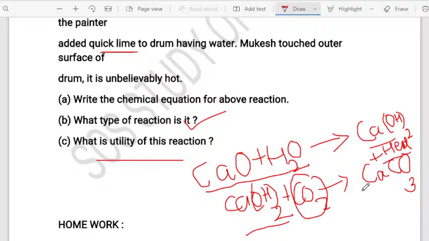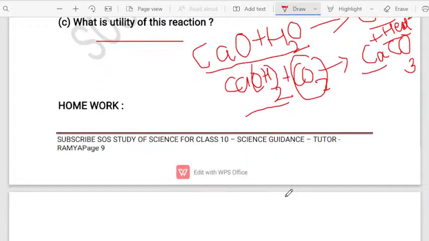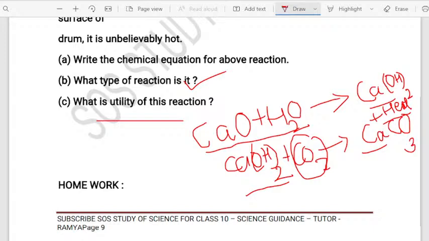When it is reacting with the carbon dioxide present in the atmosphere, it will form the calcium carbonate which gives the white color shiny surface to the wall. Okay, so that's all for today's session children.